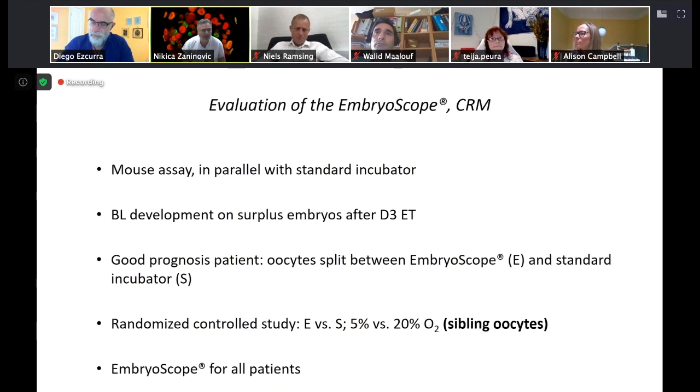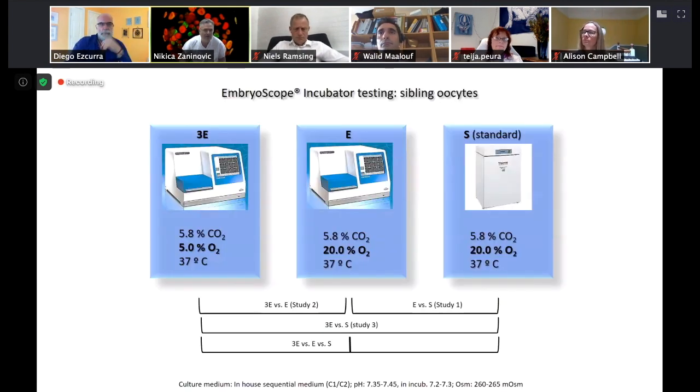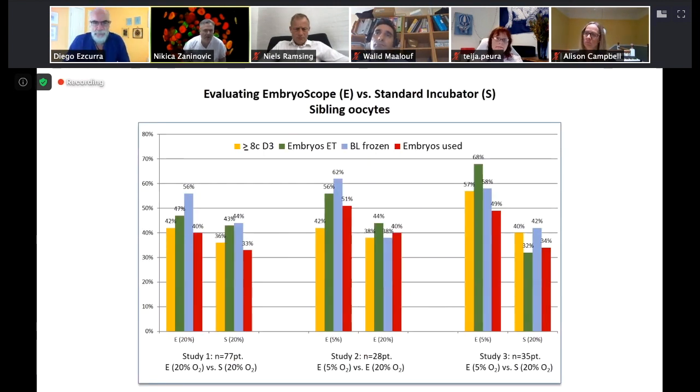Now, how we evaluated the EmbryoScope when we started using it: we did the mouse assay, we did the blastocyst development assay, and we did a split control study with sibling oocytes. All these things were done before we decided that we were really going this route. Briefly, how we made that decision: we played with the EmbryoScope, comparing 5% oxygen versus 20% oxygen versus a standard incubator. When we look at the results, we can see clear benefits using the EmbryoScope with 5% oxygen. For us, these results were key to move on.